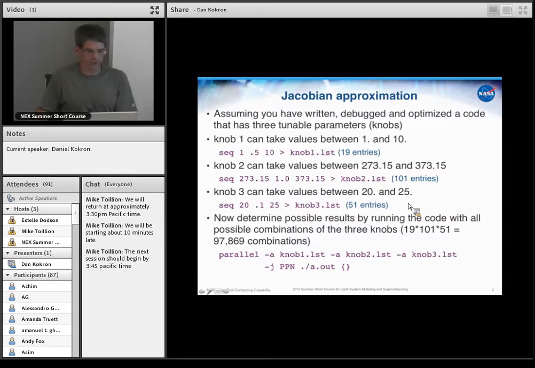Alternatively, if the code expects named arguments, such as -K1, -K2, -K3 for the knobs, we can create a list of all those entries with this command here, and then pass it into a second parallel.